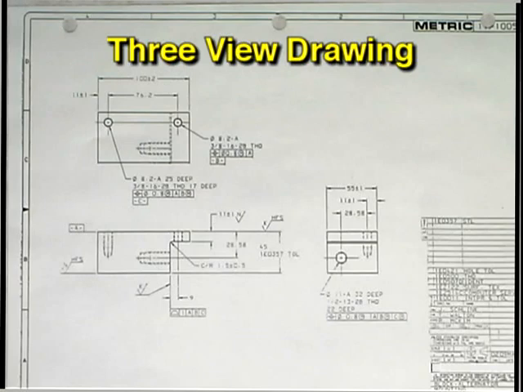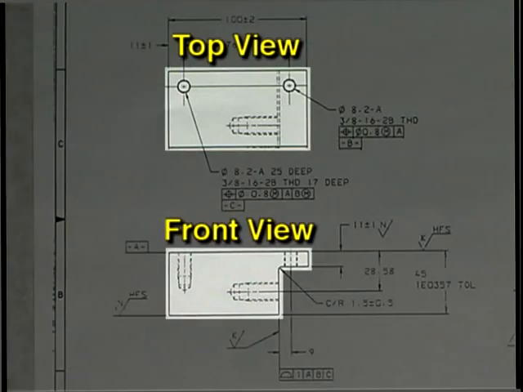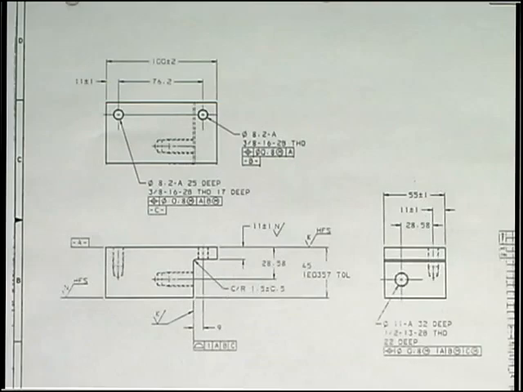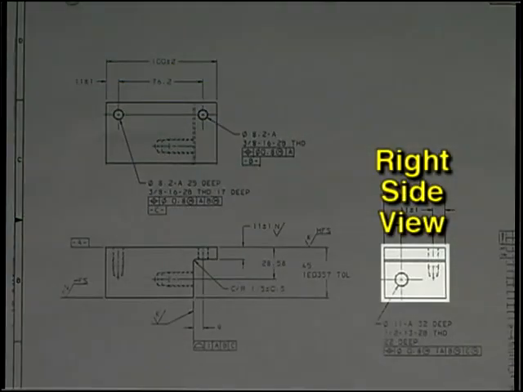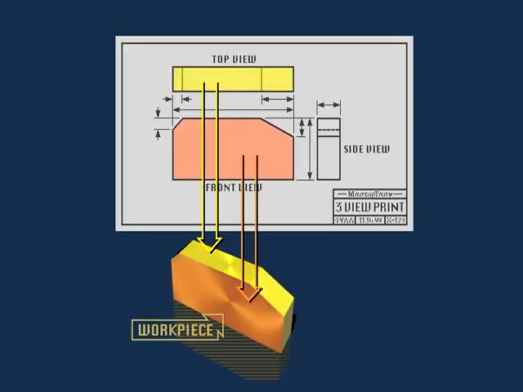Each view is placed in a specific location on the print. The top view is always placed above the front view. The side view is always located on either side of the front view. A right side view is more common, but you may have a right side or a left side view. Think of the views as if the print were folded around the object. Each view represents the way the object will look when viewed from that position.